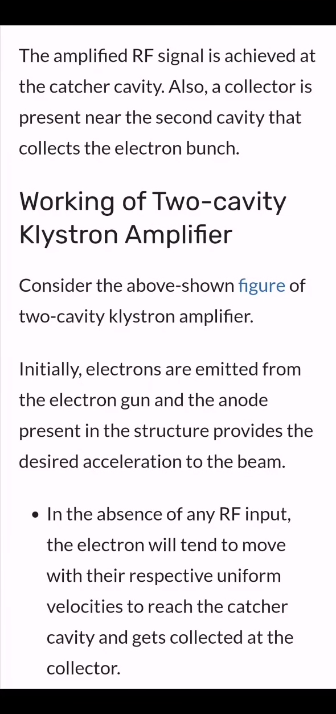And now we will discuss the working of the two-cavity klystron amplifier. Initially, electrons are emitted from the electron gun, and the anode present in the structure provides the desired acceleration to the beam. In the first case, in the absence of RF input, the electrons will tend to move with their respective uniform velocity to reach the catcher cavity and get collected at the collector.